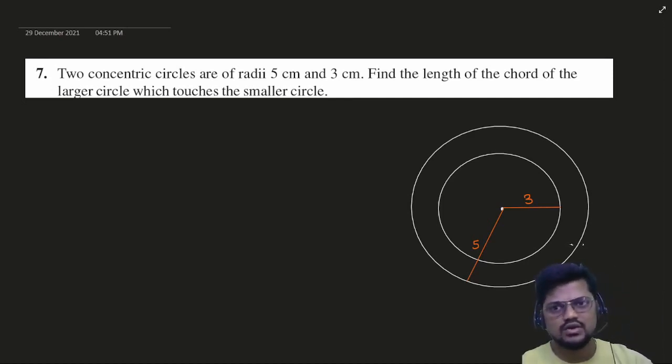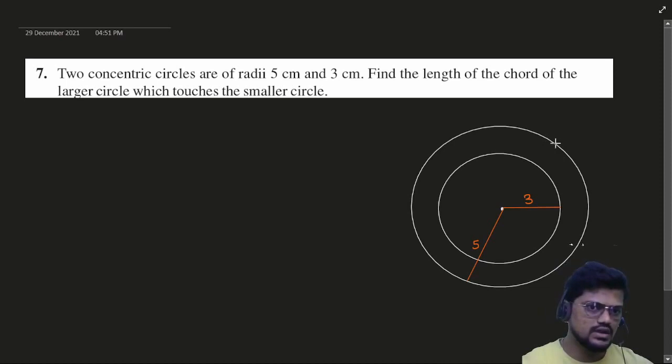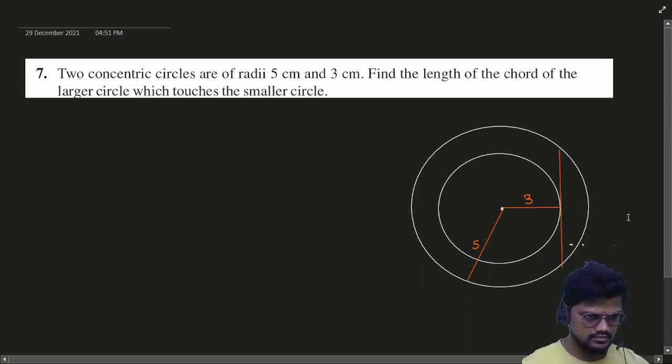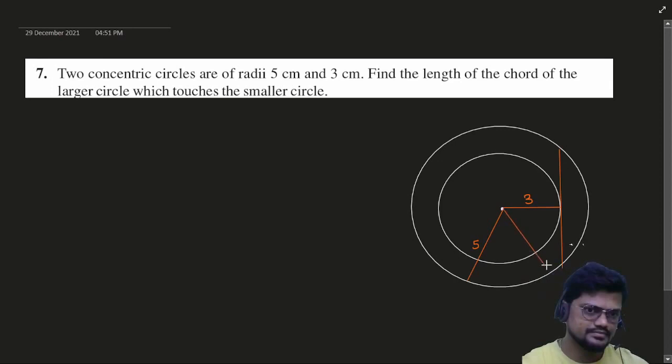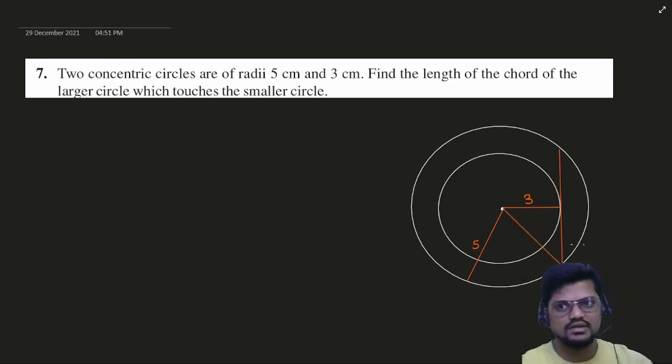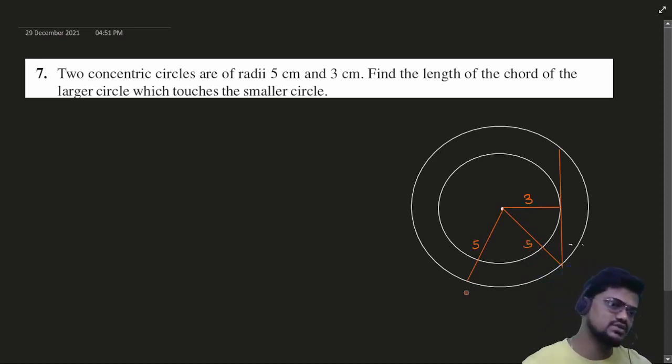That means if I draw a chord over here which touches the smaller circle, you have to find the length of this chord. That would be very easy. If I draw this line over here, this will also be 5, because that is the radius of the bigger circle. And if this is 5 and this is 3, this will be 4. Then this will also be 4, and therefore the length of the chord will be 8 cm. Understood? Clear?